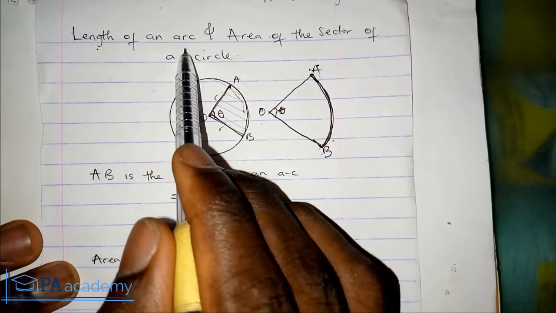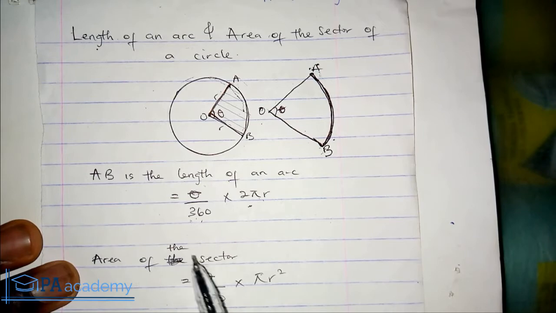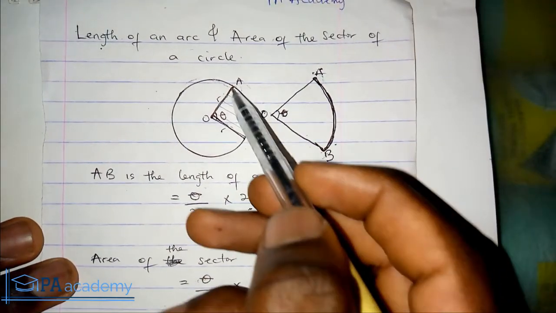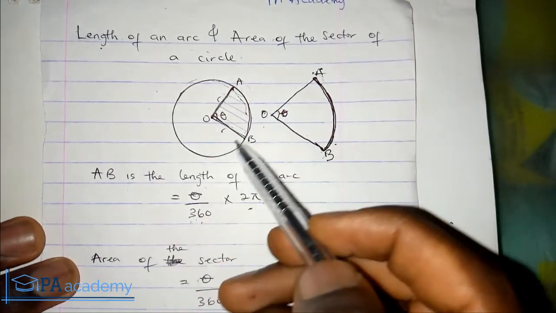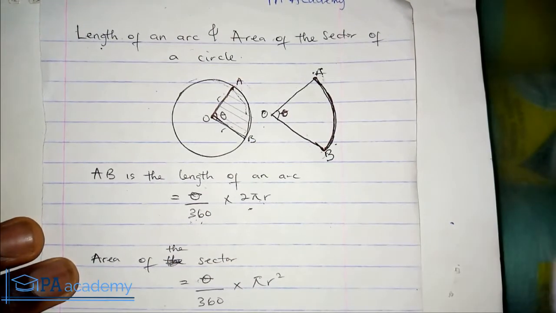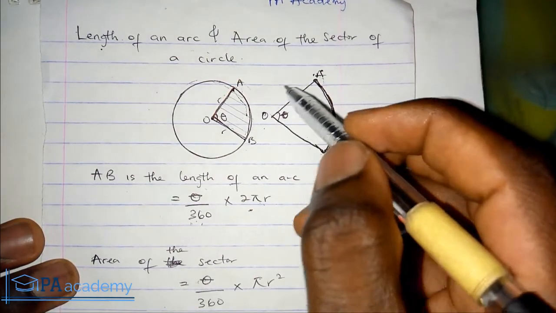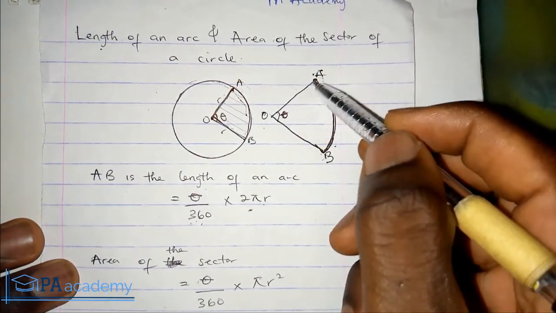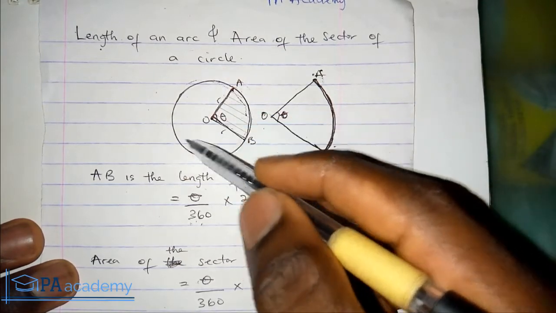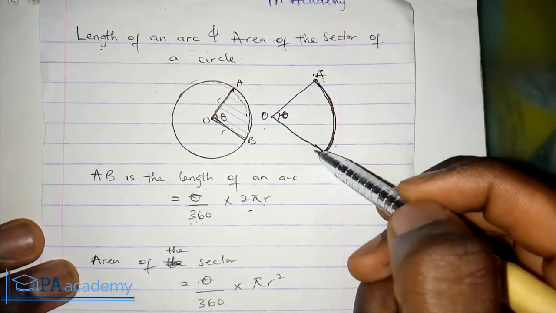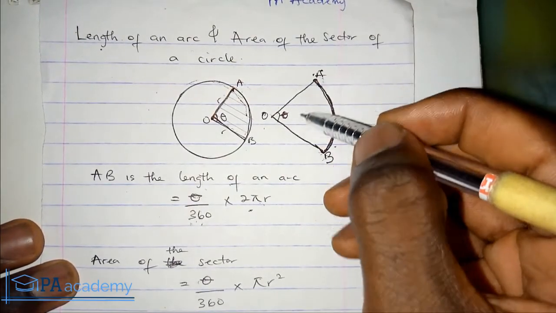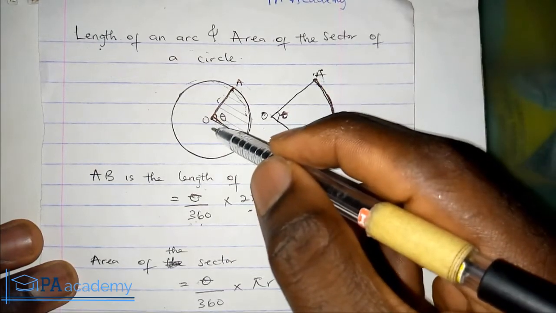Now, what about the area of a sector? If we look at a complete circle, and you have to find the area of the complete circle, what are we going to use? Pi r square. Pi r square is the area of the circle. But now that we've cut out this particular section away from the full circle, how do we get the area of this particular section that is cut out from this full circle?